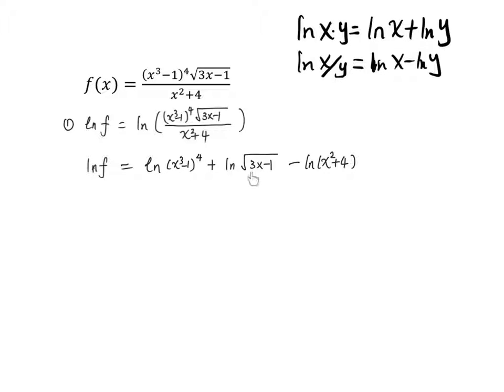Similarly, you want to rewrite this as 3x minus 1 raised to the power of one half. So I'm going to do that right now. I want to rewrite this square root as power 1/2. The purpose is to move the power to the front of the natural log. So 3x minus 1, minus natural log of x squared plus 4.